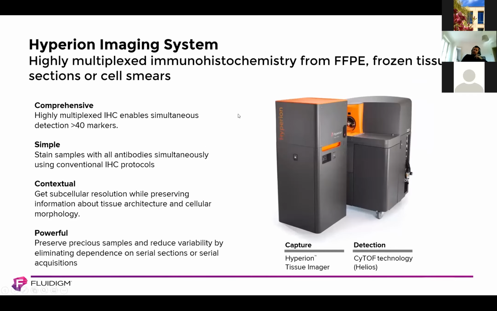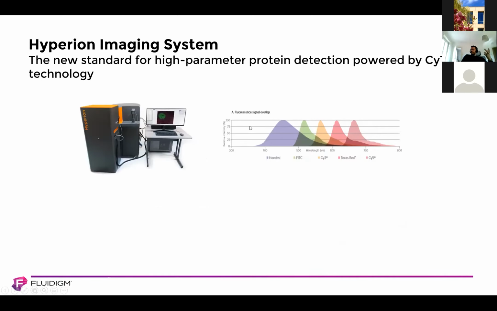I'll be starting with the Hyperion imaging system, which, as mentioned beforehand, very simply allows you to do a highly multiplexed immunohistochemistry experiment. This technology is based on Cytof technology. For those of you who do not know what Cytof technology is, it's fundamentally a technology released more than 10 years ago, which overcomes the classic limitations we are all aware of when using fluorescence-based modalities to get multiple markers working with different fluorophores in any given tissue section.